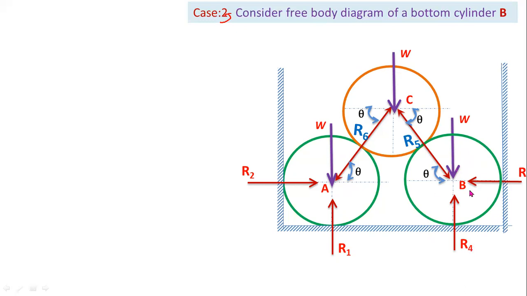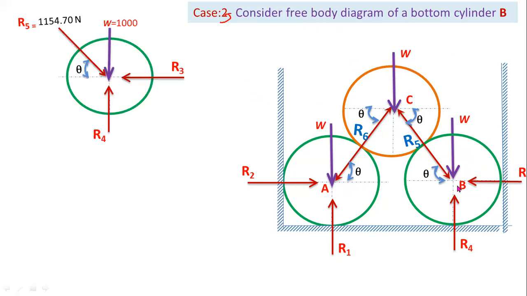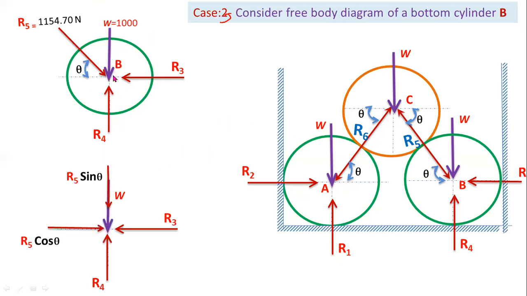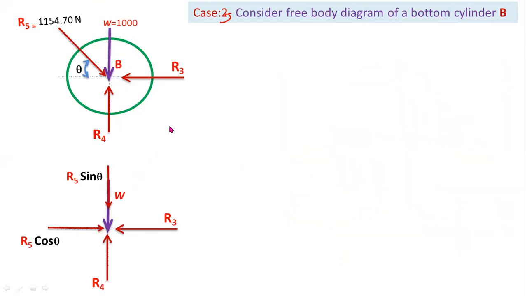Here for cylinder B also there are 4 forces. So don't use Lamy's theorem. Consider this cylinder B as it is. Now this is the reaction R3. This reaction is R4, and this one is the self weight W, and this one is reaction force R5. Now you have to convert this diagram into a horizontal and vertical forces diagram. R3 horizontal force, R4 vertical force, and W vertical downward force.